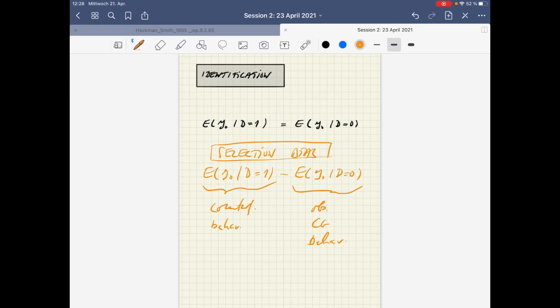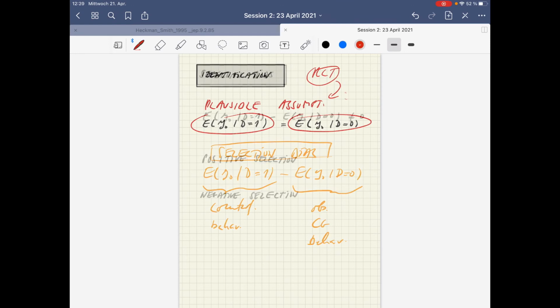And how do we get rid of the selection bias? That's what we call the identifying assumption. We get rid of the selection bias by a plausible assumption. And the plausible assumption is that the unobservable counterfactual is identical with the control group behavior. And why should that be plausible? In case of an RCT, we randomly deny access to the control group so that this assumption should hold.